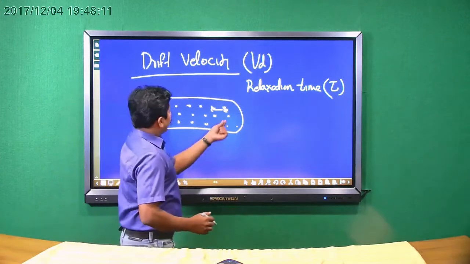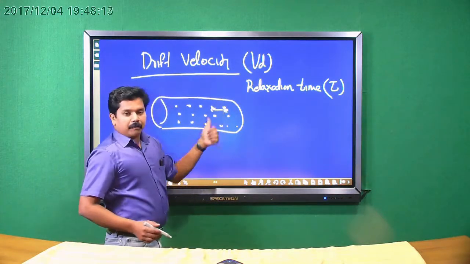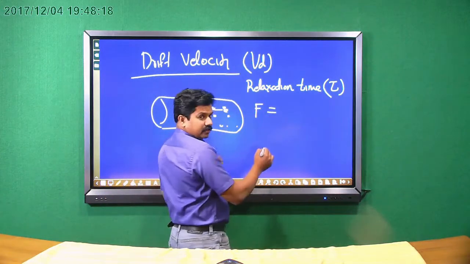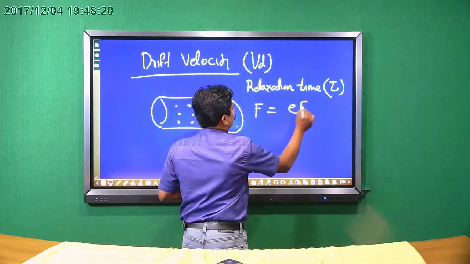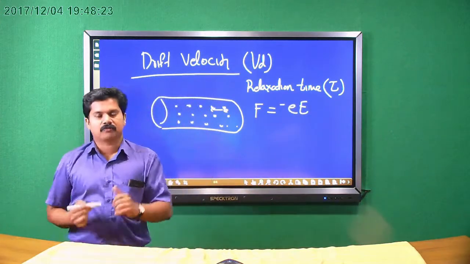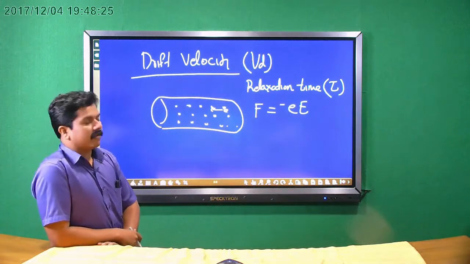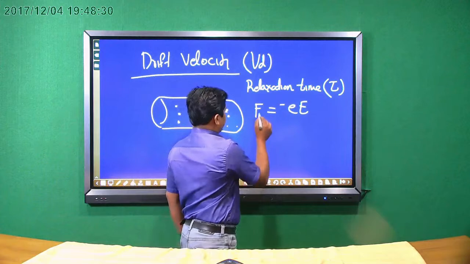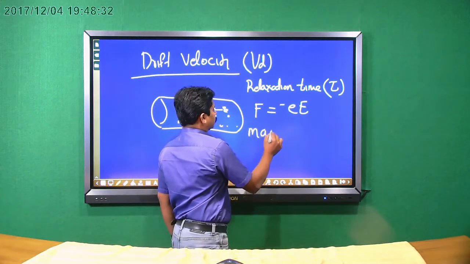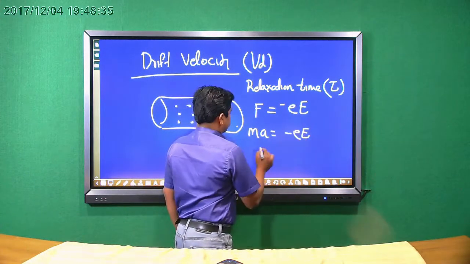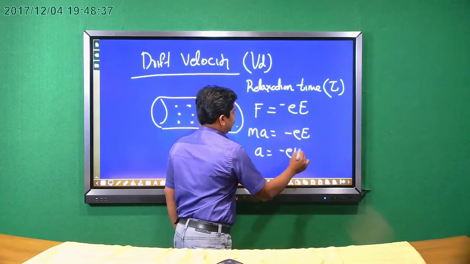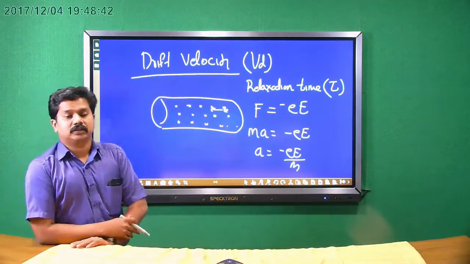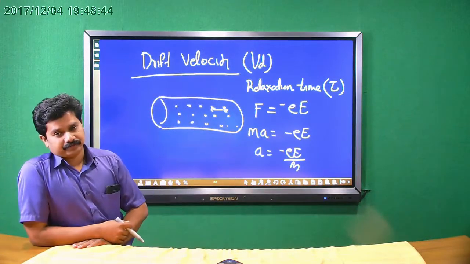Now, when an electric field is applied, we know the force acting on a charged particle is F equal to QE. Here, F equal to eE, where e is the charge of the electron with a minus sign, since it is in the opposite direction of the electric field. So F equal to minus eE. Now the acceleration of the charge: F equal to ma equal to minus eE, so a equal to minus eE by m. This is the expression for the acceleration of the electron in the presence of an electric field.